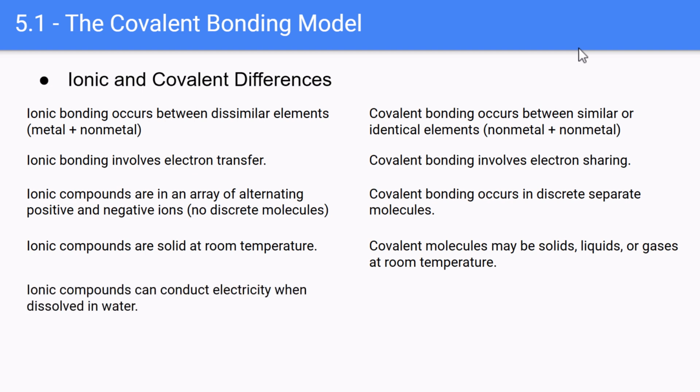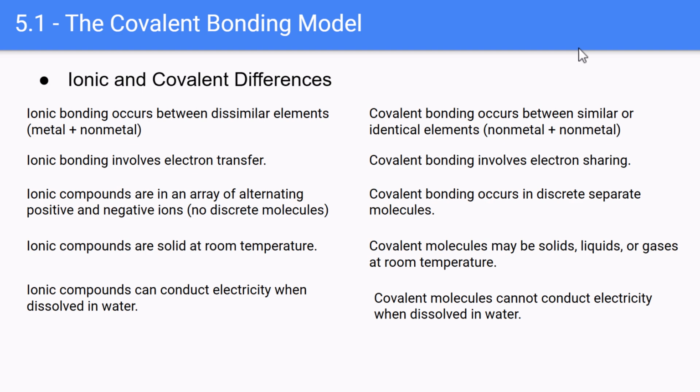Ionic compounds can conduct electricity when dissolved in water. The ions are in a lattice structure when they are a solid, very close together, but when you put them in water, they dissociate, that is, they break apart into their ions, and those positive and negative ions are what allow for the conduction of electricity in solution. Covalent compounds or molecules cannot conduct electricity when dissolved in water.